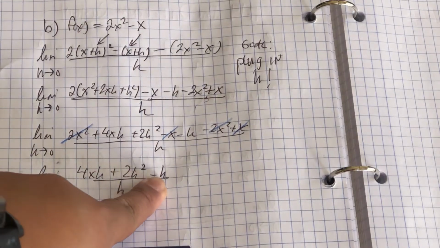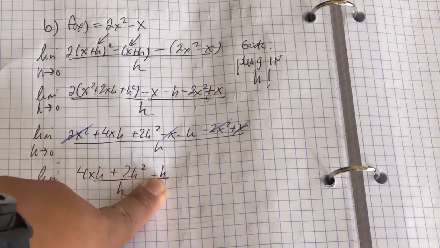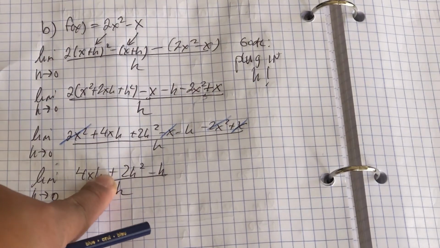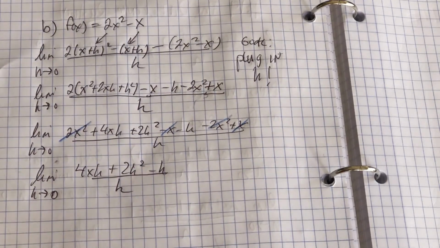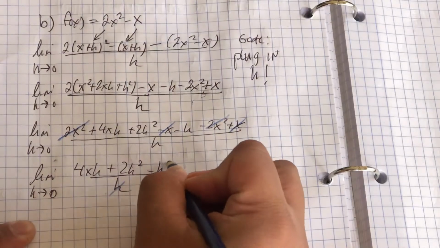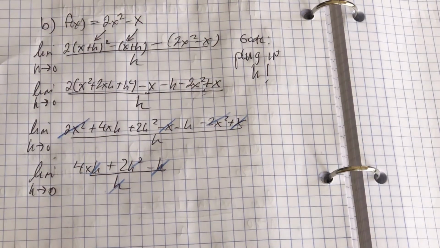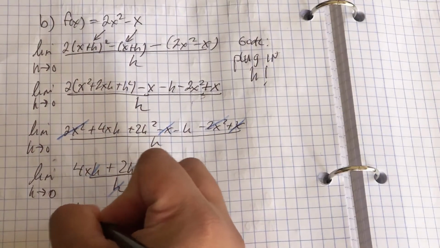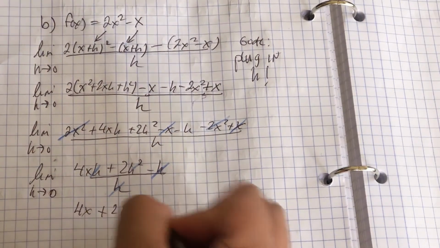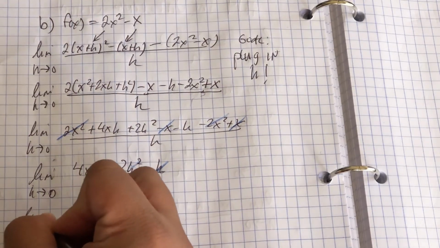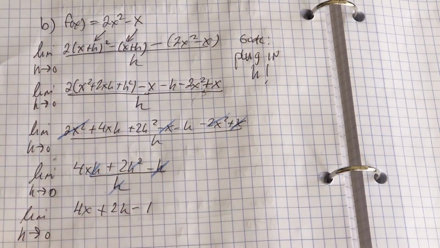If this was like a 9 or a g, we can't cancel anything. You can't cancel part of it because of this plus and minus sign. So what happens there is this is gonna go, that's gonna go, that's gonna go, that's gonna go. Leaving us with 4x plus 2h minus 1, the limit as h approaches 0.